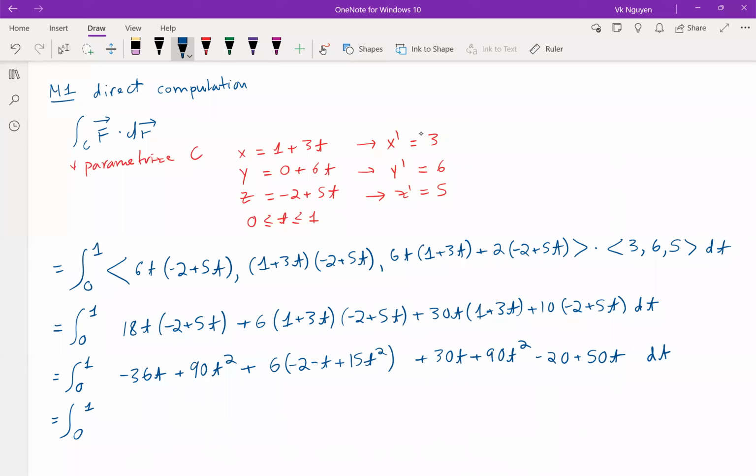Minus 36 plus 30 plus 50. So 80 minus 36 is 44t. 90 plus 90 is 180t squared. And then this one is going to be minus 12 minus t plus 90t squared minus 20.